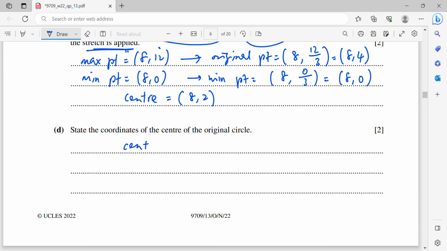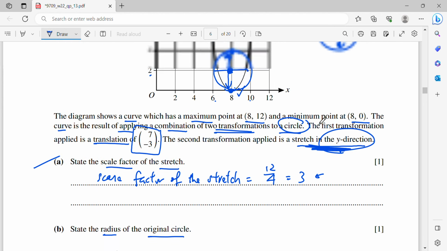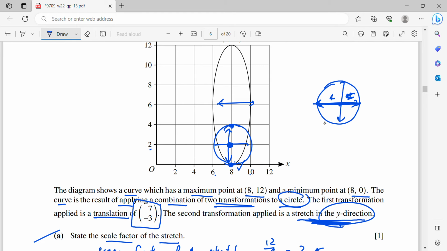Okay, so now for D, state the coordinates of the center of the original circle. Alright, so I will say here is not original points, but I will say maximum points. Alright, so now state the coordinates of the center of the original circle. So now we know that the center is at 8, 2 after the translation, but before the stretch. Means that here is my center.